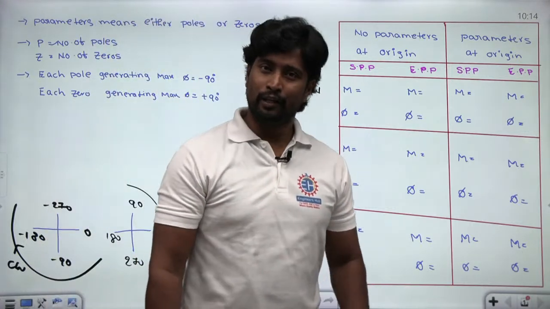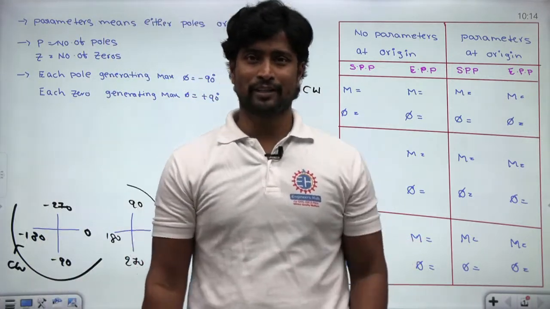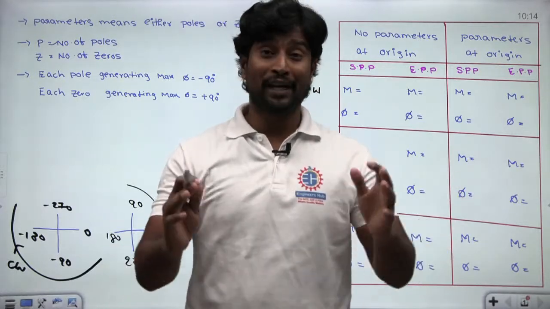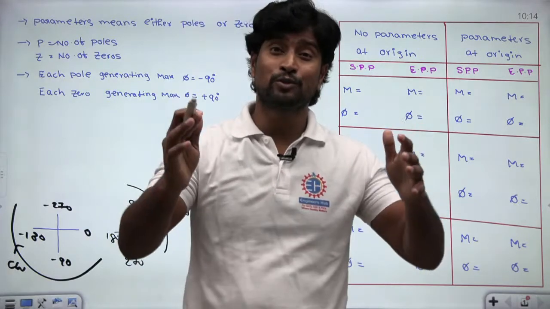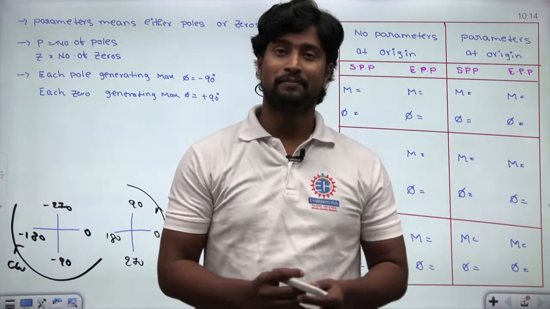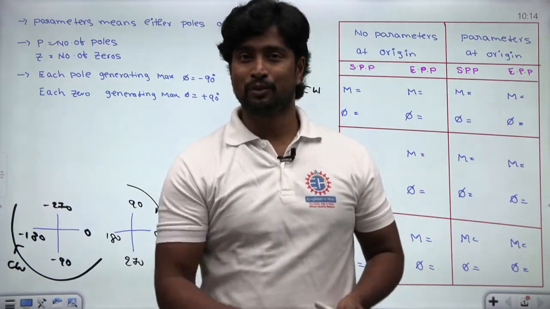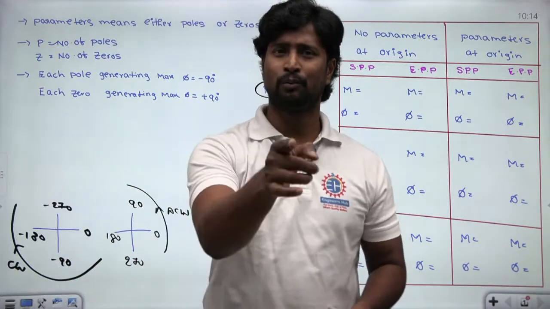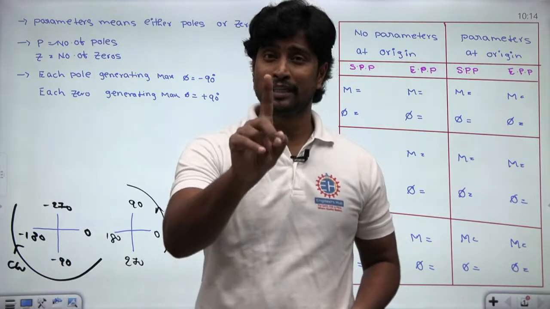Are you clear? If poles are dominating, clockwise direction. If zeros are dominating, anti-clockwise direction. Okay, cool. By default, if the number of poles is equal to the number of zeros, then what? Like s plus 1 by s plus 2. Otherwise, s plus 1 into s plus 2 by s plus 3 into s plus 4. 2 poles, 2 zeros, 1 pole and 1 zero. Like that. Number of poles equals the number of zeros.